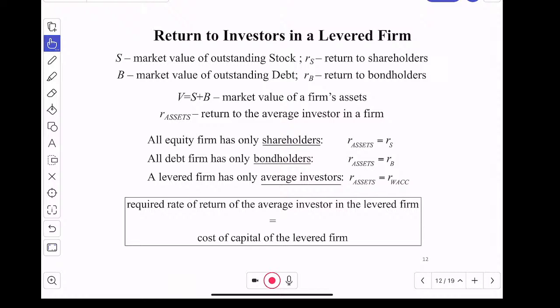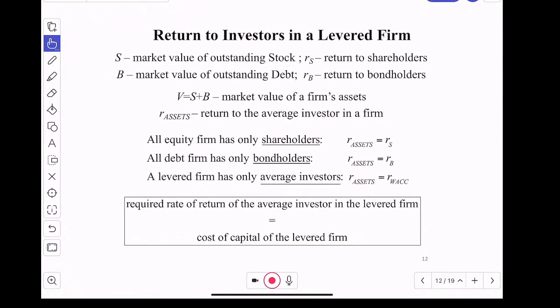So we could say that the return to assets, or return to the average investor in the firm, if the firm was only equity, would be the same as the return to equity, because all the investors are shareholders. And if the firm was financed only by bondholders, then the return to assets would be just the cost of debt.